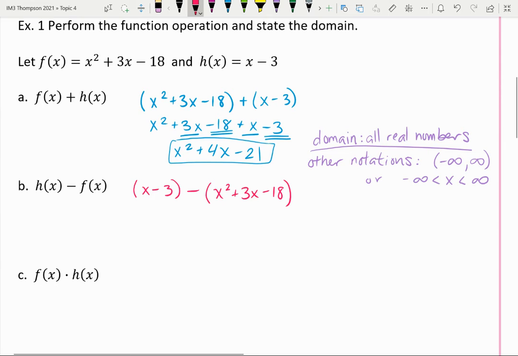That subtraction in front of parentheses means I need to think of that as either distributing a negative 1 through to everything in the parentheses or going through and changing all the signs in everything that comes after the subtraction. So I have x minus 3 minus x squared minus 3x and plus 18.